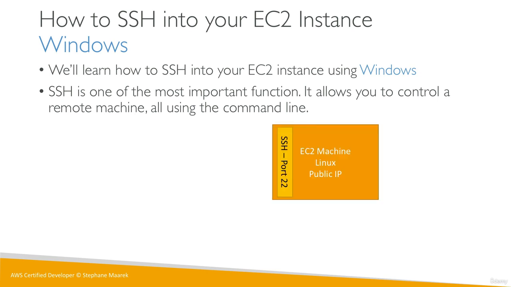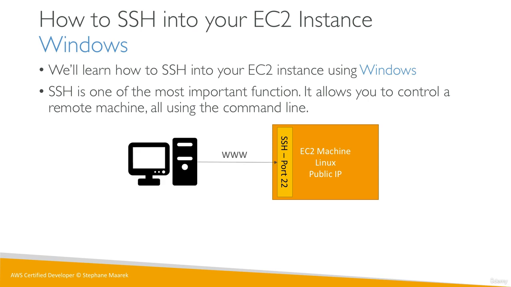And so what does it look like? Well, basically we have our EC2 machine, and it's running Amazon Linux 2, and it has a public IP. And I don't know if you remember, but we had an SSH security group on it, and basically we allowed SSH on port 22 to any IP, which basically allows our Windows machine to connect over the internet directly into the machine and control it using the command line.